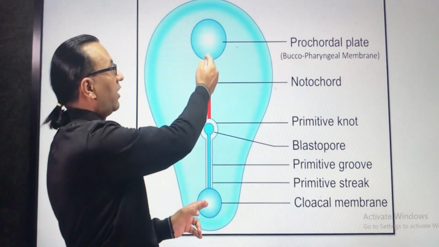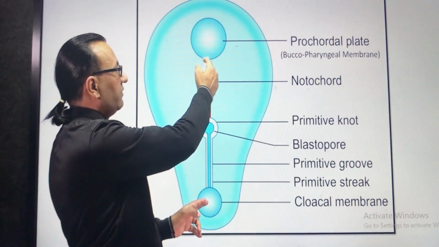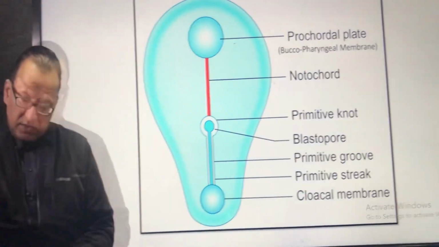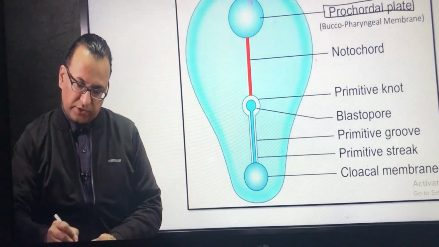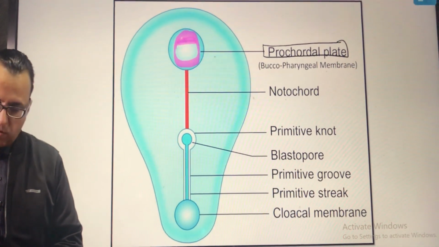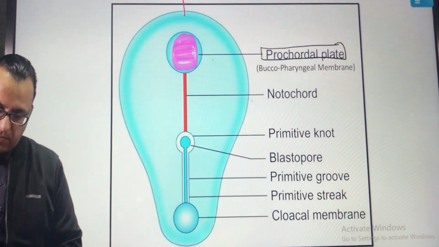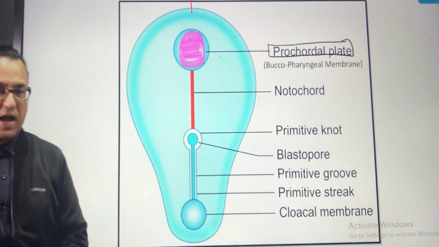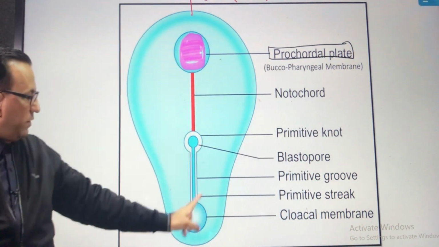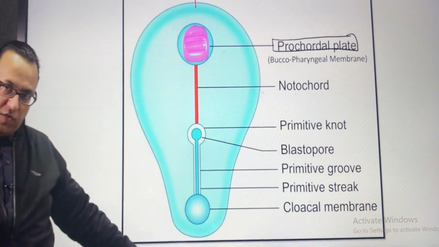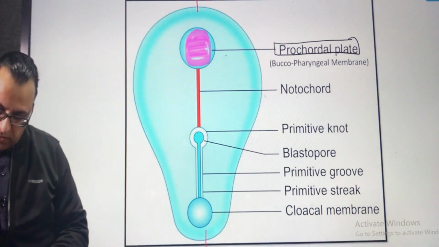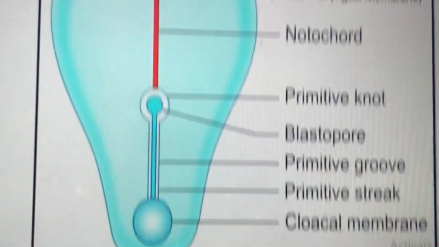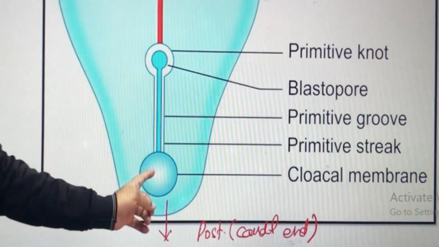Before we see the cloacal membrane or the buccopharyngeal membrane, the very first thing which appears is the prochordal plate. As we see, this prochordal plate appears quite early and decides that this end of the baby is the cranial or anterior end, and on the opposite pole will be the posterior or caudal end. It is after that that we start talking about the primitive streak.